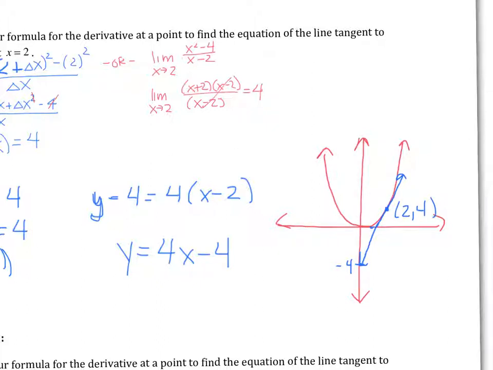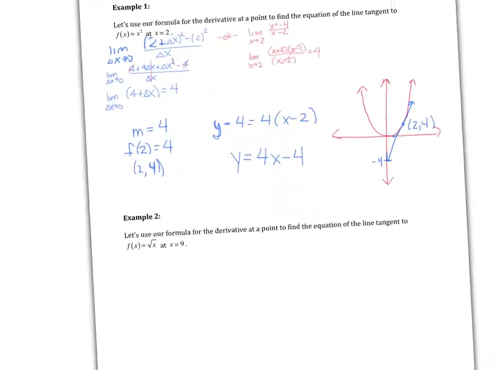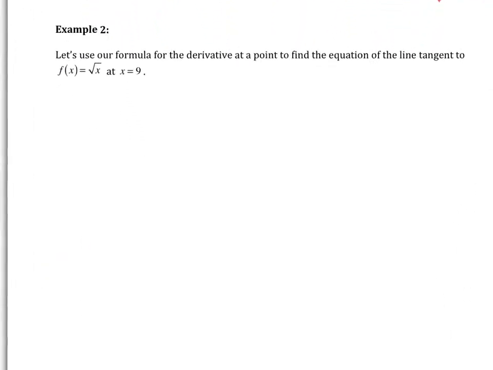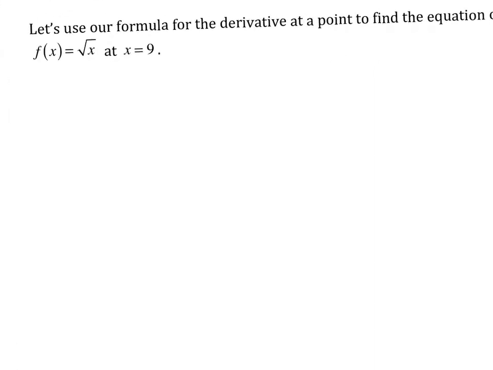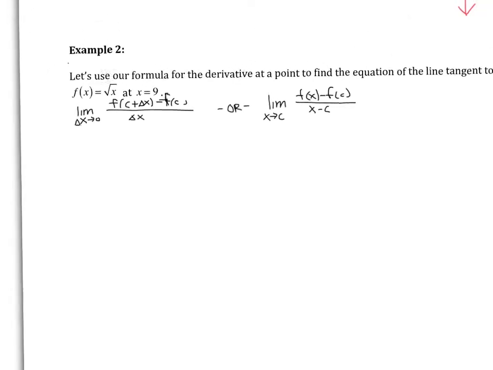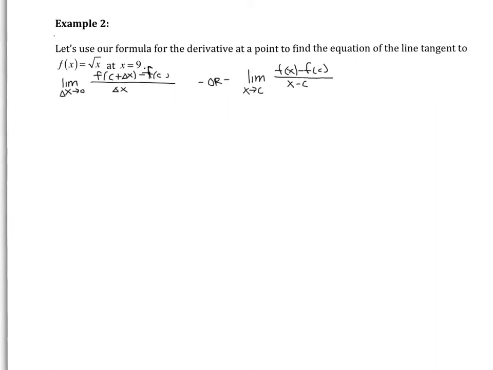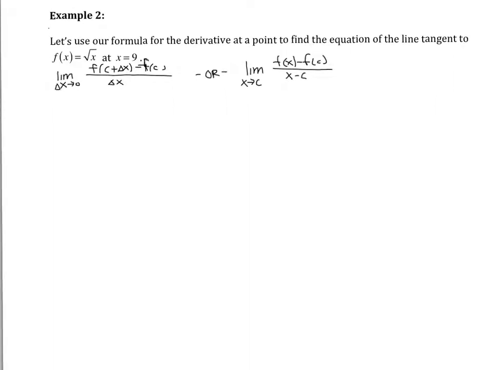Okay, now we are going to look at our next example. I'm actually just going to write the formulas at the top just so we don't forget them. Okay, there they are, that way we have something to reference. So now we're going to use our formula for the derivative at a point to find the equation of the line tangent to f of x equals root x at x equals 9. We are again going to use both of these methods, both formulas, in order to find the derivative. And you will be able to choose which you would prefer. I just want you to be comfortable, or at least have seen both.